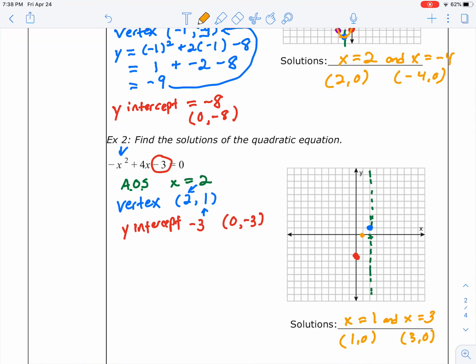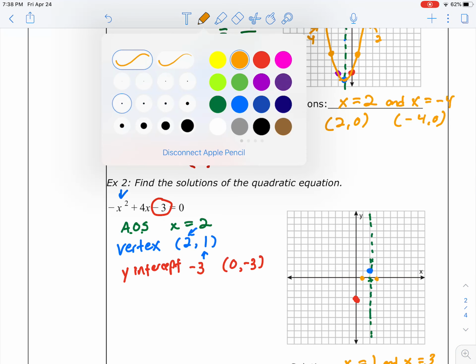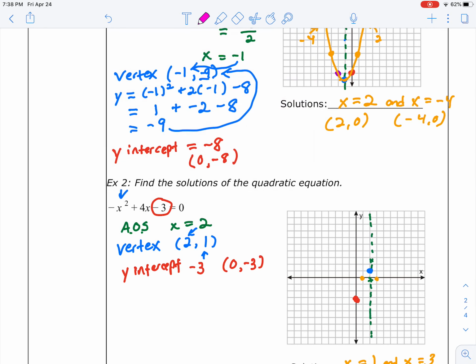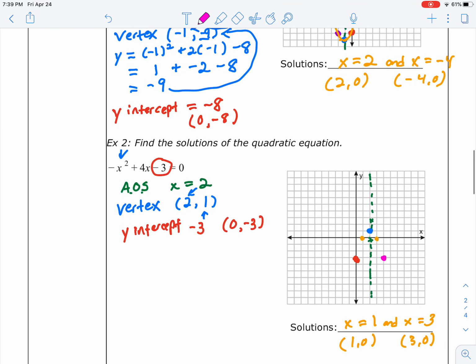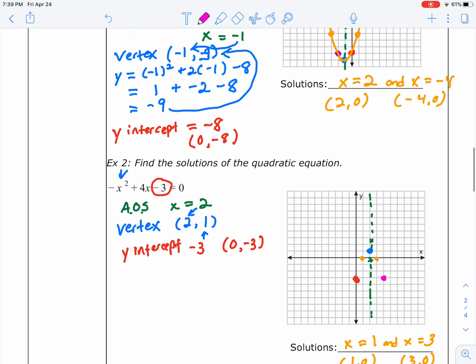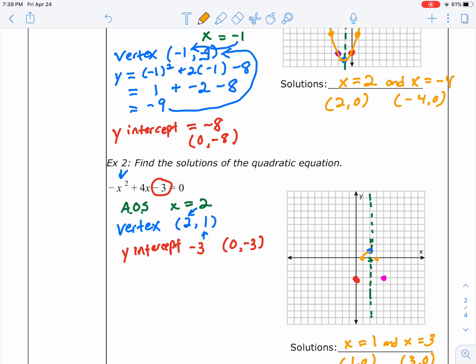And so let's go ahead and plot those: 1, 0 and 3, 0. And let's also reflect that y-intercept value over to the other side of the line of symmetry. So notice it's 2 units to the left of the line of symmetry. So we're going to put another point over here because I know that this is perfectly symmetric. And so now we have all the points that we need in order to graph our parabola.